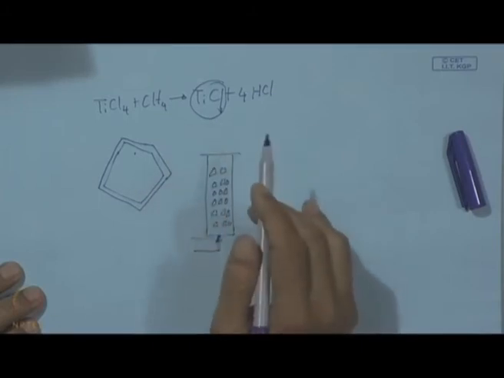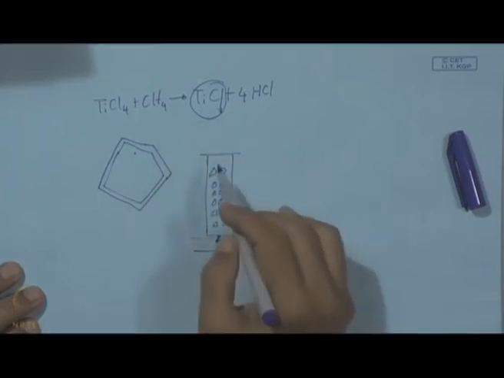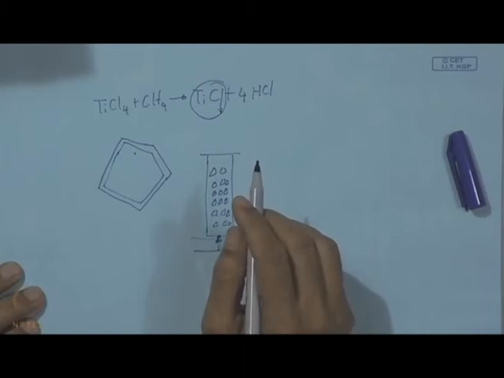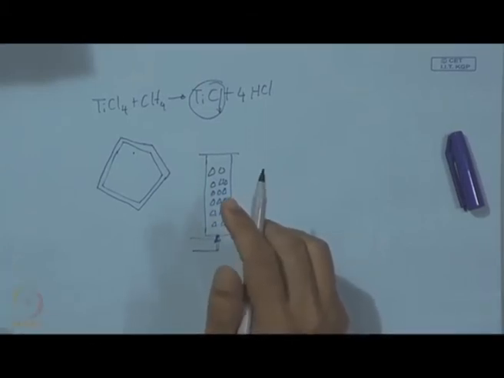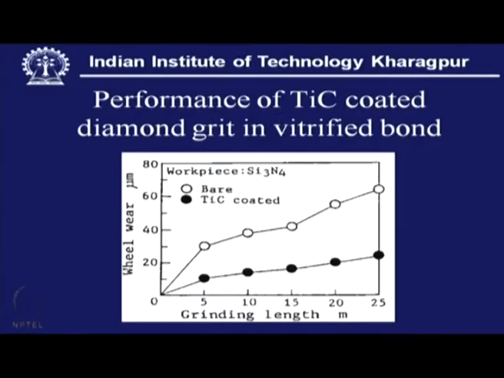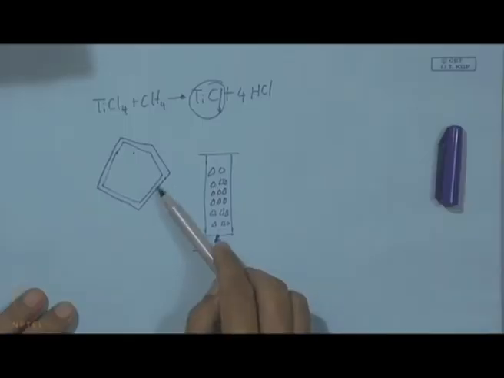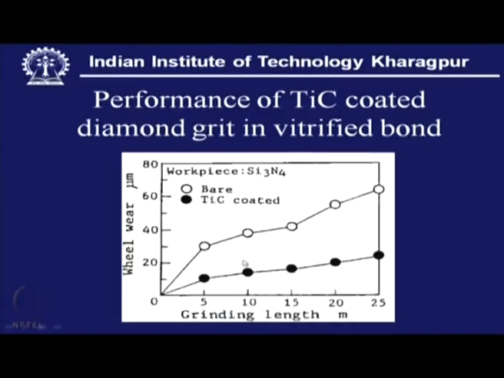So, this CVD technology can be used for TiC coating on diamond. Here we can see the immediate benefit: this one is with TiC coating, and this is without TiC coating, and this diamond was used for grinding of silicon nitride, a material like silicon nitride.